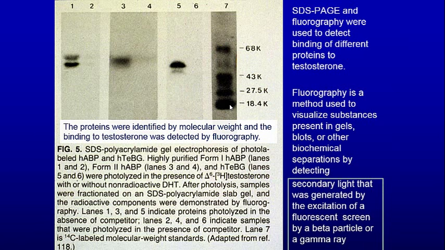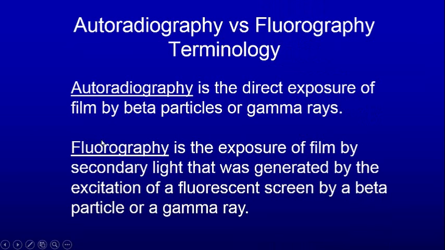Here is another SDS gel electrophoresis one, but this way we're detecting proteins by identifying molecular weight, as we just described, but also binding to testosterone as detected by fluorography. What happens is you have radioactivity that is causing a fluorescent screen to fluoresce, and that exposes your photographic emulsion, a film, whatever. So in this case, we looked at a molecular weight and then also determined if that protein would bind testosterone as well.